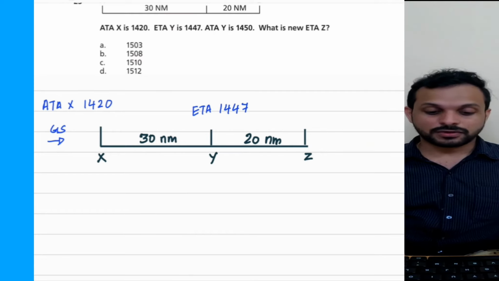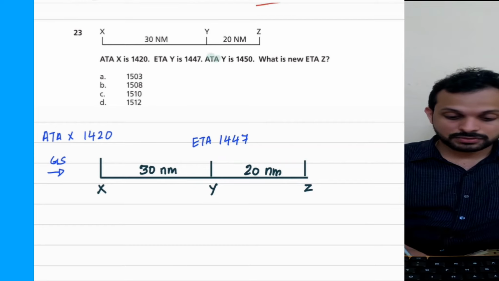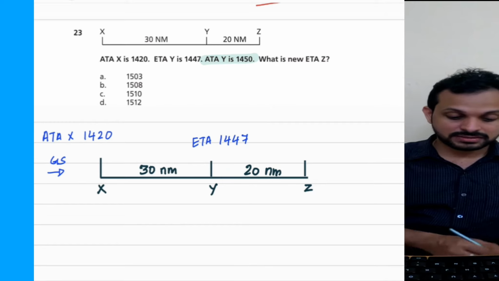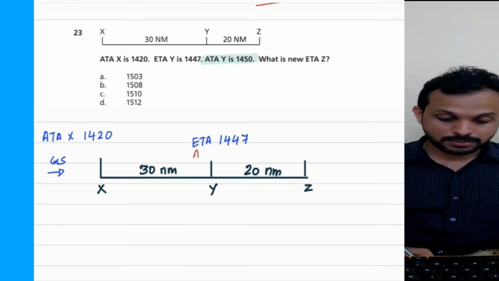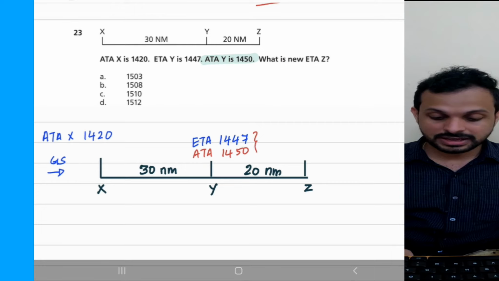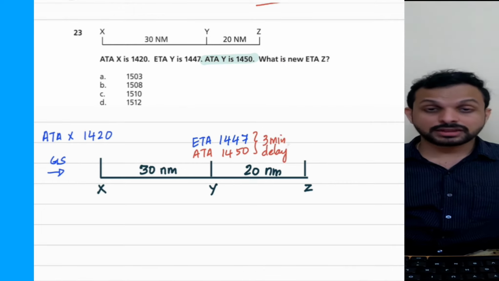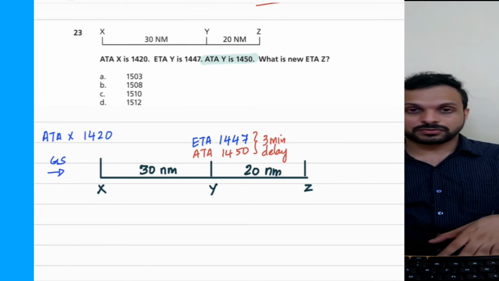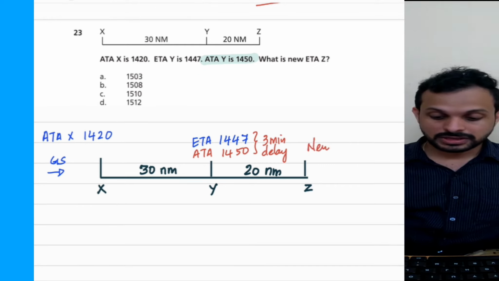So the ETA is 1447, but what you eventually find out is the actual time of arrival. That's right here, the actual time of arrival in the question at Y is 1450, which means even though your estimate was 1447, you got delayed by 3 minutes. So you can very well see that there is a delay of 3 minutes. And if you don't do anything about it, the delay is going to just get carried forward. So what the question asks is to find the new ETA at Z.